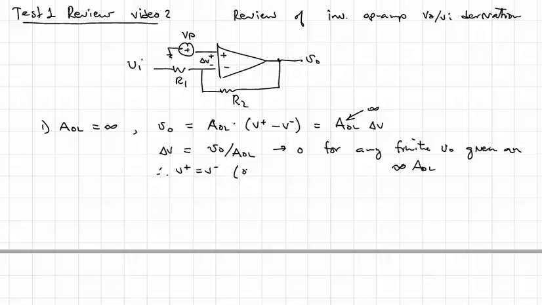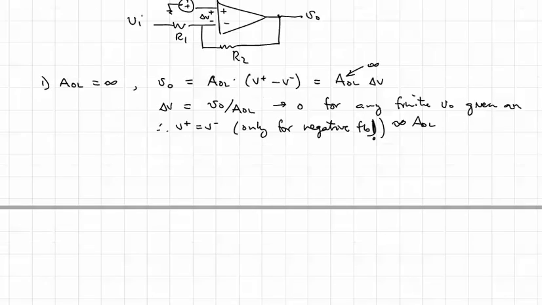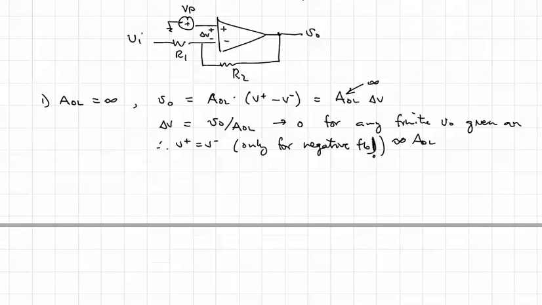This is only for negative feedback, right? Only for negative feedback. Okay, so how do we analyze this? The way I like to set it up, we'll do it both ways. We'll do KCL right at this node here, the inverting input node.